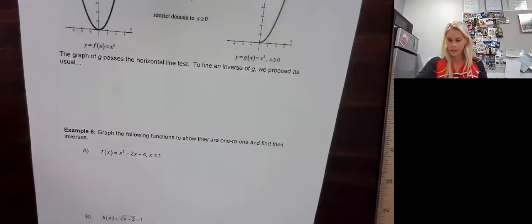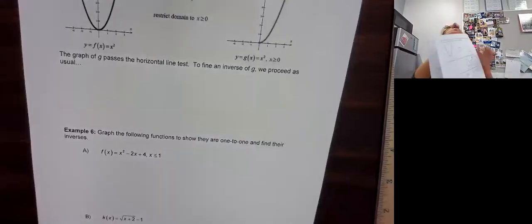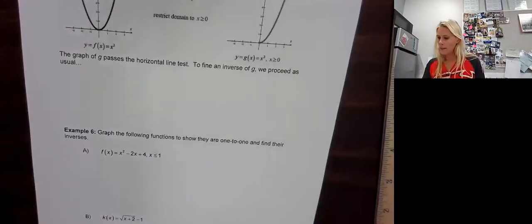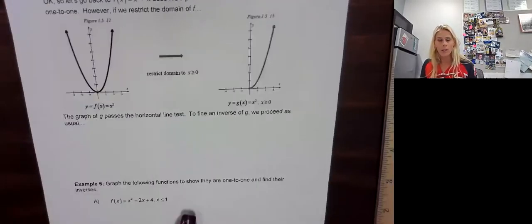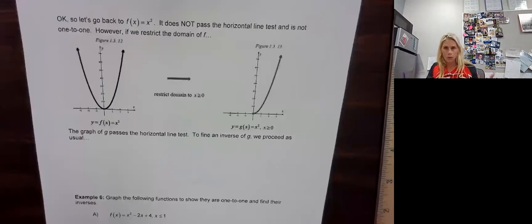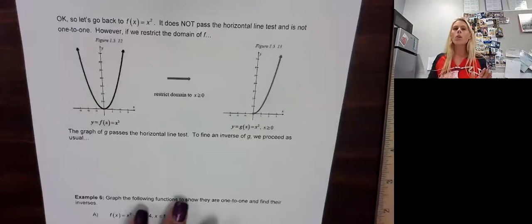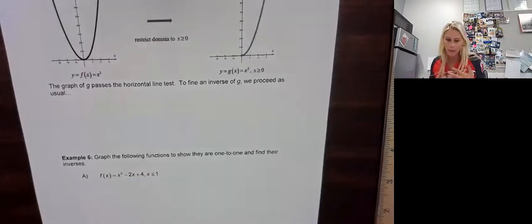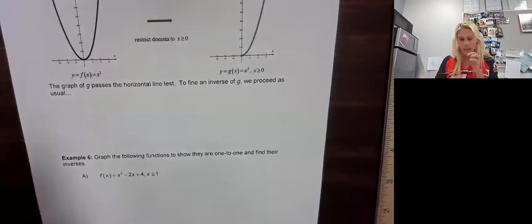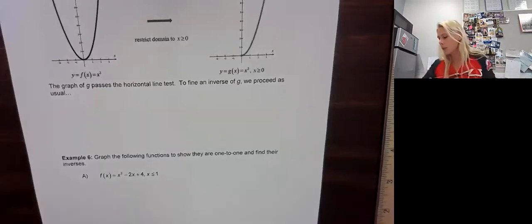One last thing, guys. All right. So let's go back to that function that we knew was not one-to-one, which was that x squared, right? It did not pass the horizontal test, so it wasn't one-to-one. So what if we want to, though? If we want to find an inverse that works. So the idea is we're going to have to restrict the domain.